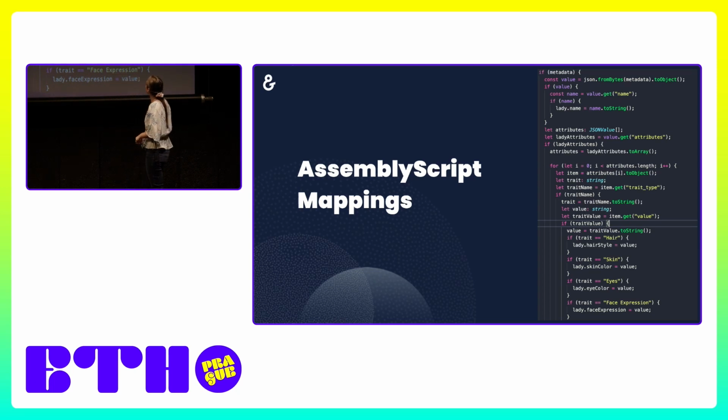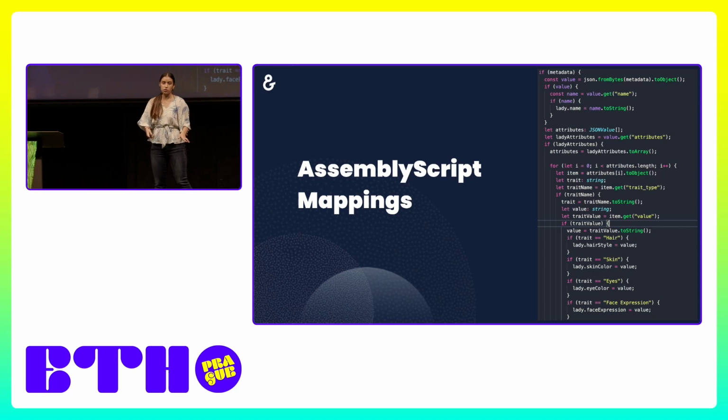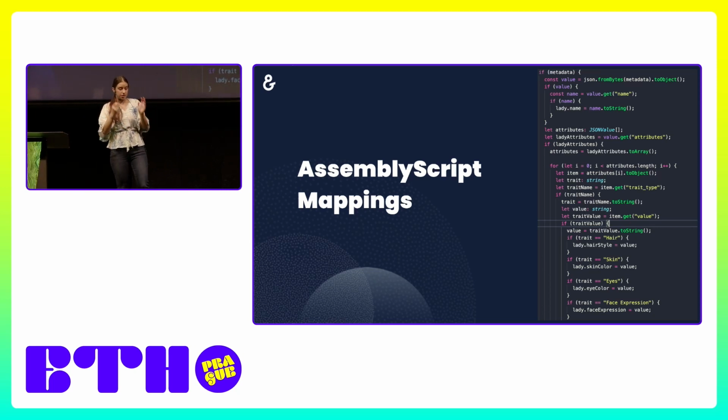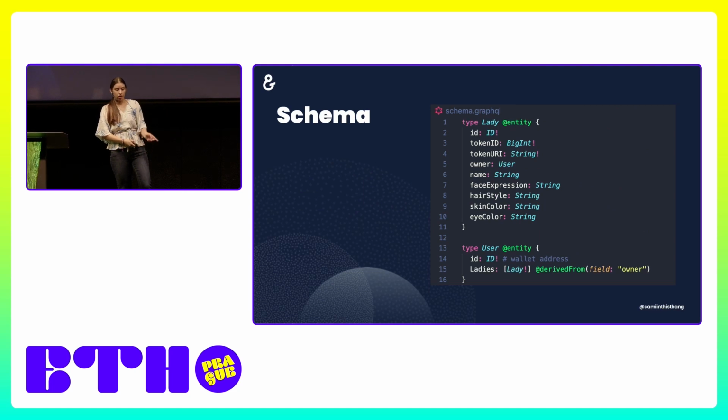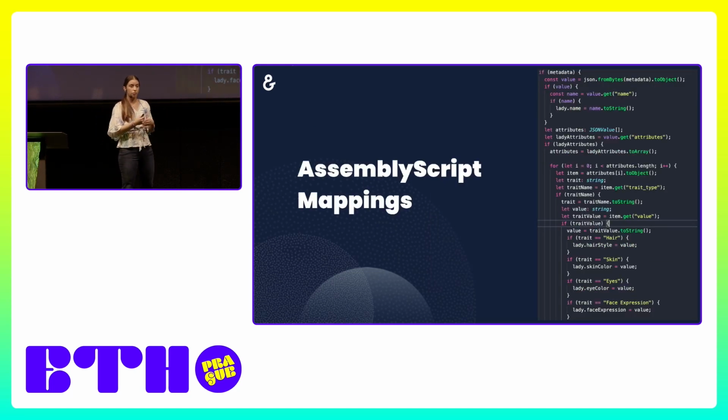That's what we're doing when we say lady.hairstyle equals value, lady.skincolor equals value. We're looping through all this and saying, all right, when you find something that I care about, and it's something that I defined here, that's what I mean by care about, then go ahead and save that to my object. And this is where you're actually constructing that object that you're going to return to your client.